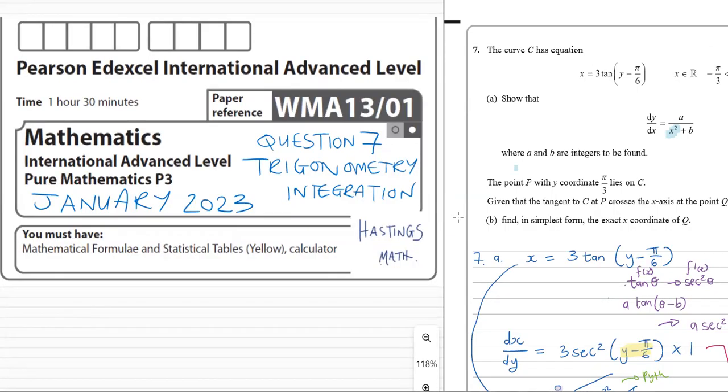I'm doing the Edexcel A-level past paper. This one's January 2023. Question 7, which deals with trigonometry and integration.